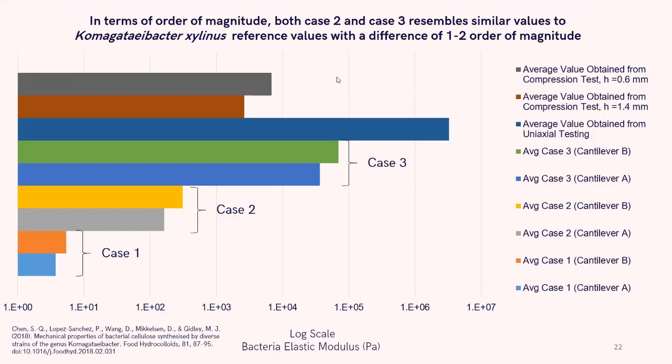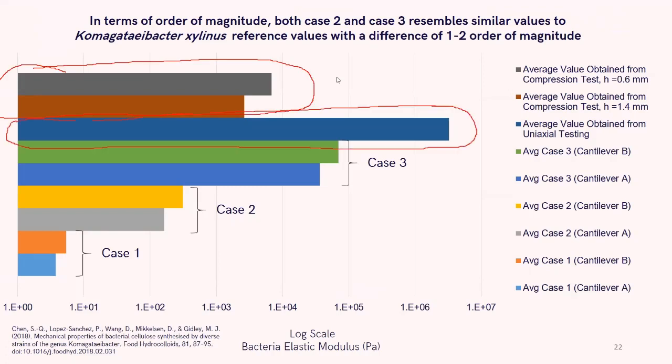Case 1 here, the average value deviates greatly from the reference values by 3 orders of magnitude when compared to the compressive testing. The compressive testing is the first 2 bars here that you see on this slide. Let me draw it for you. This value is obtained using compressive testing, and this value is obtained using tensile testing. As I mentioned before, case 1 deviates from the reference values by 3 orders of magnitude when compared to the compressive testing, and 5 orders of magnitude when compared to the tensile testing.